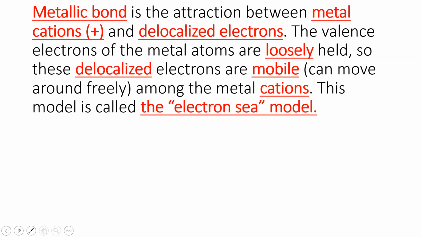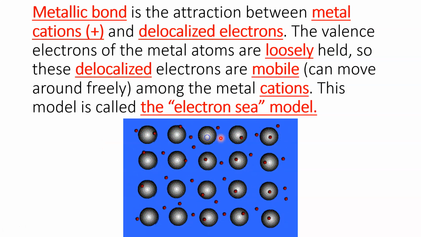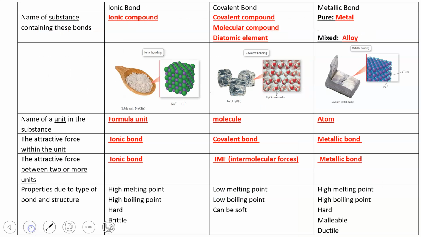And they are mobile, which means they can move around freely, just like a mobile home or a mobile phone means that it can move. That's what this means. It can move around freely among the metal cations, and this model is called the electron sea model, or the sea of electrons. And you can see an image of this. We've got our metal cations, that's those gray circles. It's just the nucleus with the core electrons, so it's a metal cation, and then we've got these loosely held valence electrons that are just buzzing all over the place, and they're not really attached to any single metal atom, but they float throughout a large network of metal cations.